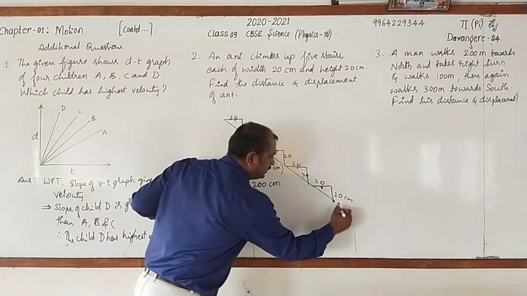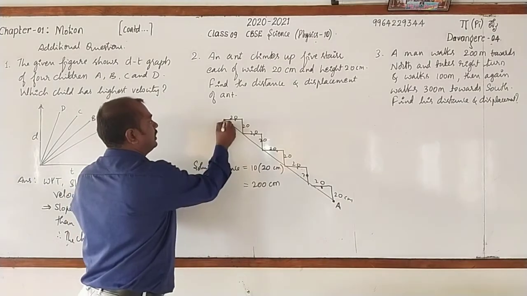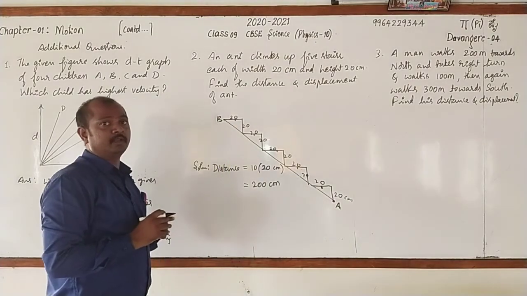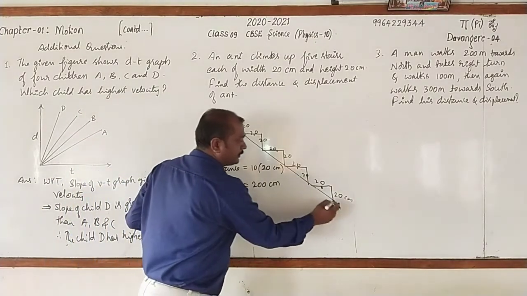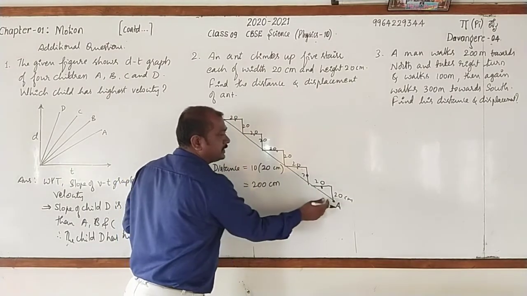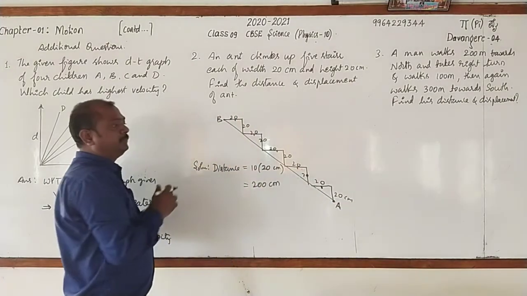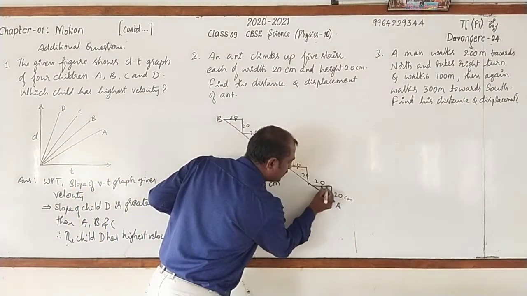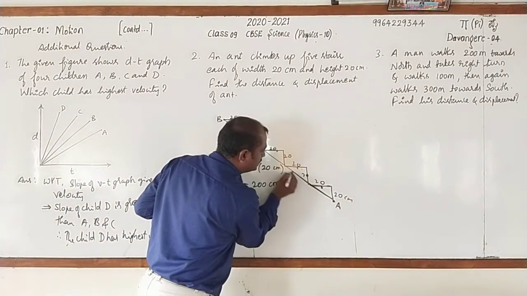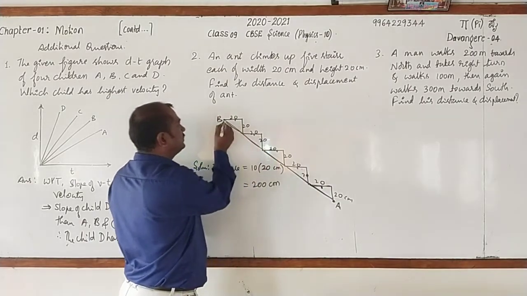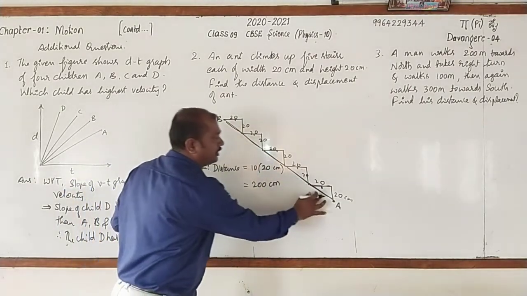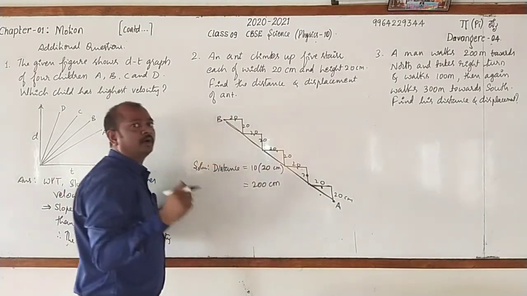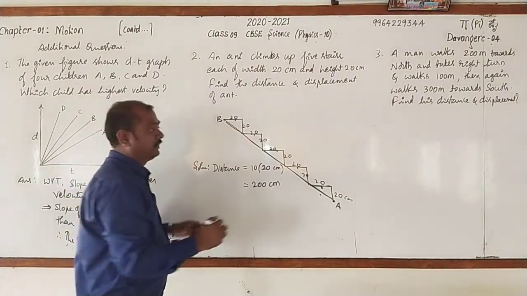Okay. Now, what about the displacement? Suppose A is the initial position and point B is the final position. Displacement is the direct distance from A to B. How do you go about finding it? Look here, this distance, this and this, total 5, all are equal. We have to find out this one.